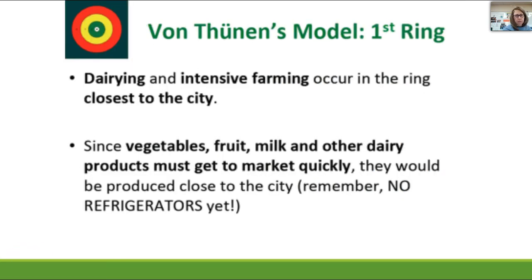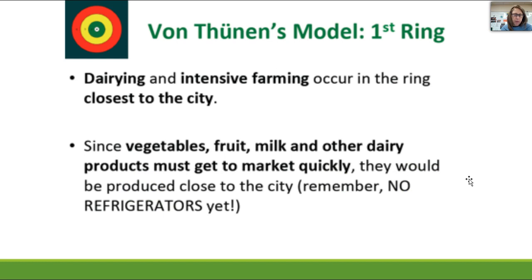So in the first ring, you're going to have things that would otherwise spoil before they got to the market, so you have to get those to the market quickly. And so those would be things like vegetables, fruit, and then just dairy products in general, milk and other dairy products. So you have to produce those very close to the city.